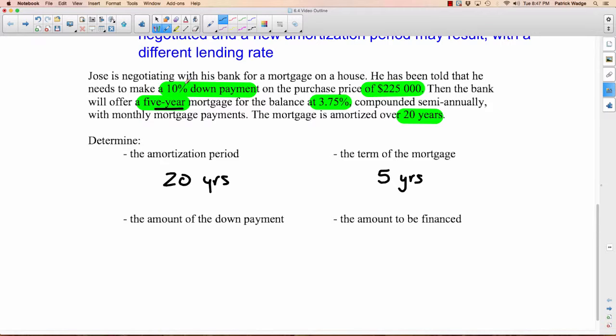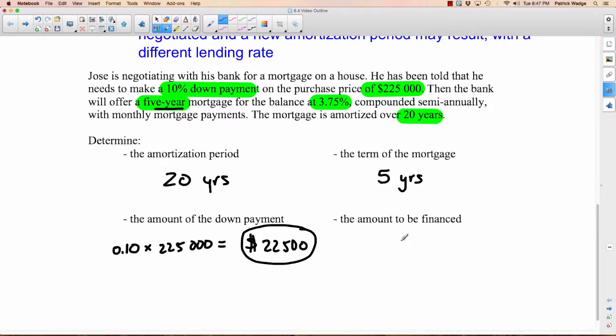Well, we need to make a 10% down payment. So what we need to know is what's 10% of the purchase price, $225,000. How do we do that? To get 10% of something, you multiply by 0.10. So 0.10 times 225,000. And if you multiply that, the decimal pops over one spot. You can, of course, use a calculator if you want. You're going to get $22,500. That's the amount of the down payment.